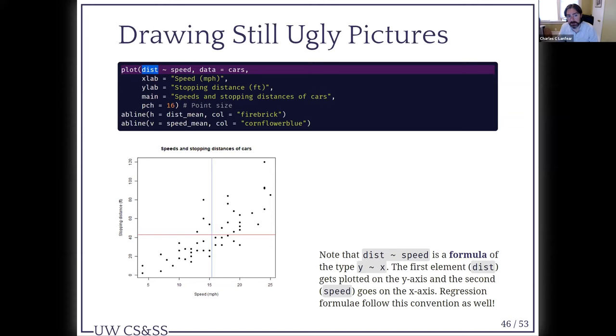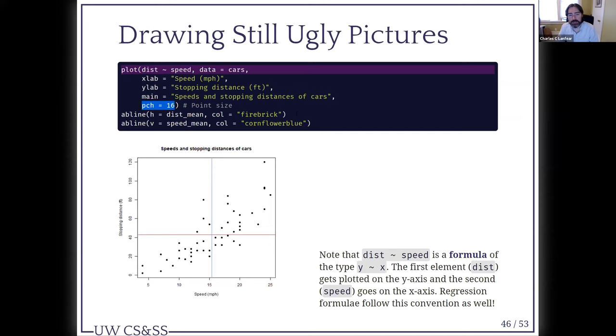Regression formulas work like this. Like I would regress y on x, okay? I'm saying distance on speed from the cars data. So data equals cars. And then I dress it up by saying the x label should be speed, the y label stopping distance, the main title is this. PCH controls the size of the dots.